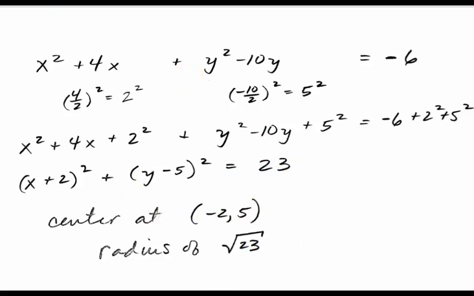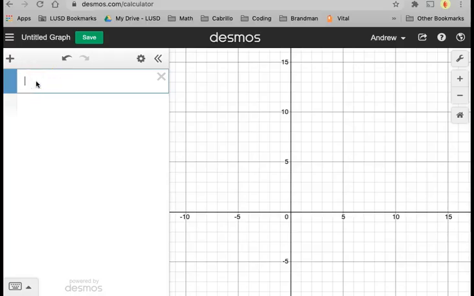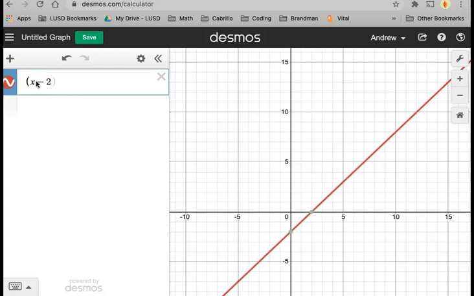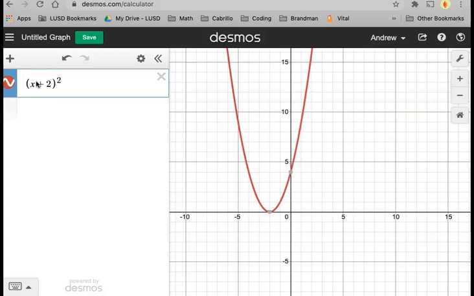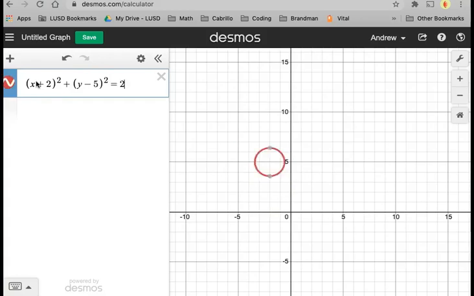Let's go take a look and see what Desmos does for us. I'll go ahead and type this in with you. So x plus 2, then squared, right arrow brings me back down, plus y minus 5 squared. And we saw that when we completed it, we got 23. So there's our circle. Radius of about, square root of 23 is about 5, so just under 5 right there. That looks good. Center is right there, negative 2 comma 5.